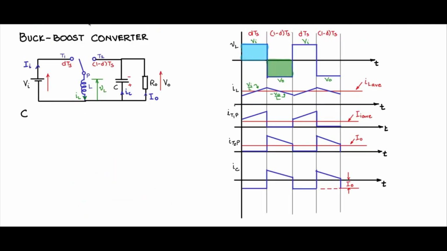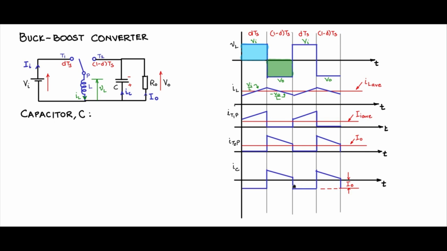Next, let us find out the capacitor value. We go again by the change in the charge in the capacitor within a cycle. We know that the area under the IC curve is the change in the charge. The area under the IC curve during the 1 minus D Ts period and the area under the IC curve during the D Ts period should match, balance out. So let us use that idea.